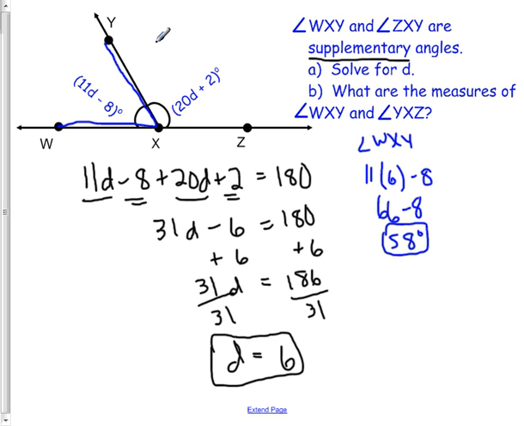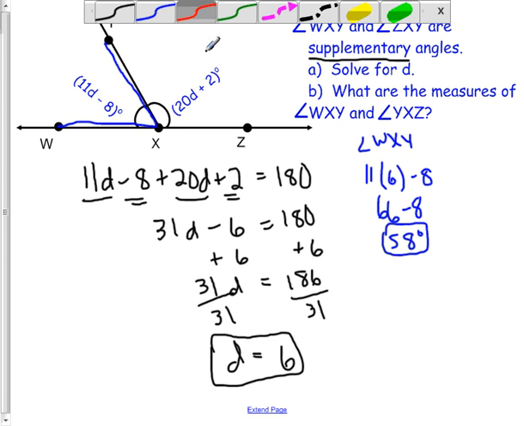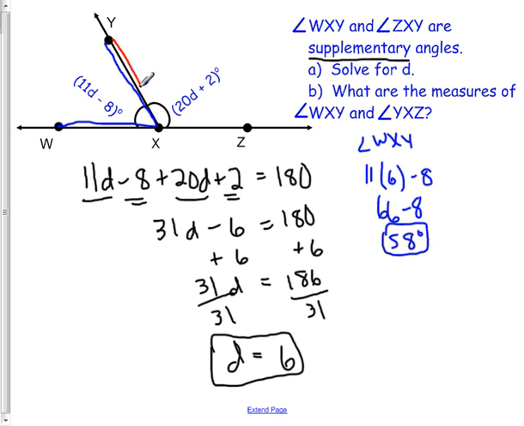Now there's a couple ways that you can solve for the other one, YXZ. One way is we know they're supplementary, so they have to add to 180. So angle YXZ, oops, that's a Z. You could just do 180 minus 58. That should give you the answer. And that's going to give us 122.